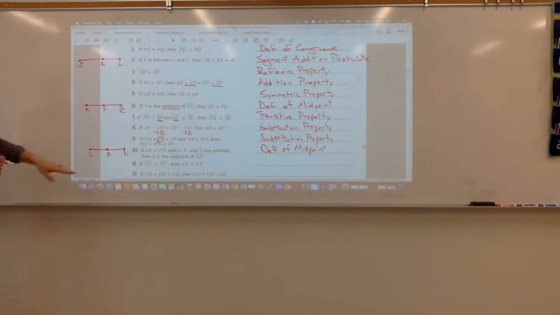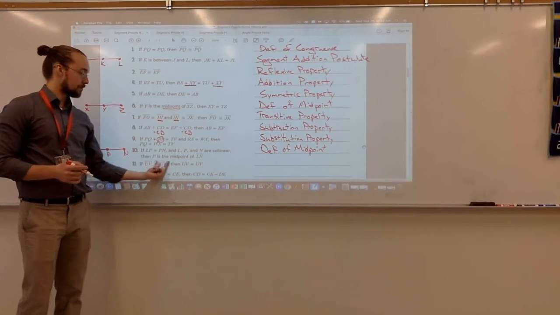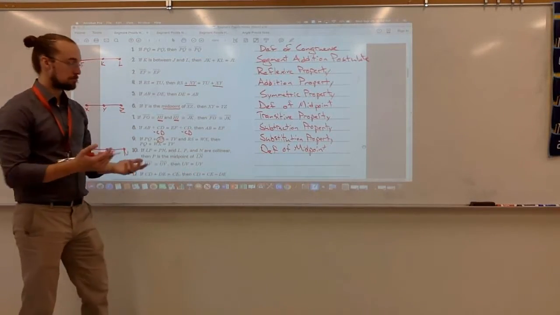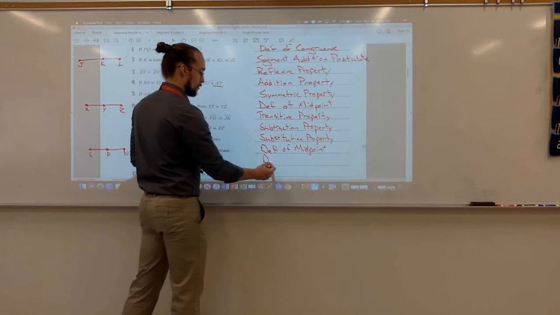11. If I know that two things are congruent, then their lengths are equal. That's our definition of congruence.